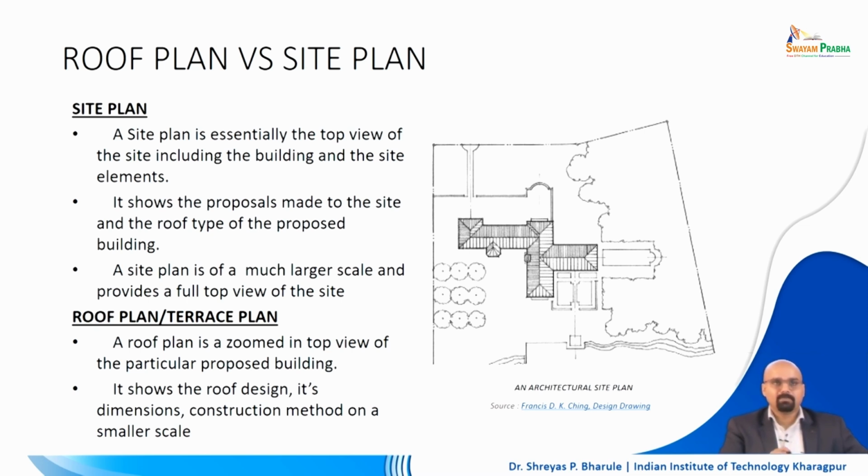Moving forward, how does a roof plan, which we did in the previous module, differ from a site plan? We will go point by point individually and I'll try to explain and elaborate each of these. The first one: a site plan is essentially the top view of the site including the building and site elements. So, three important things: it is a top view, it will have the building, and it will have the site elements, everything that is there in the site. All of these are represented in this particular example here.